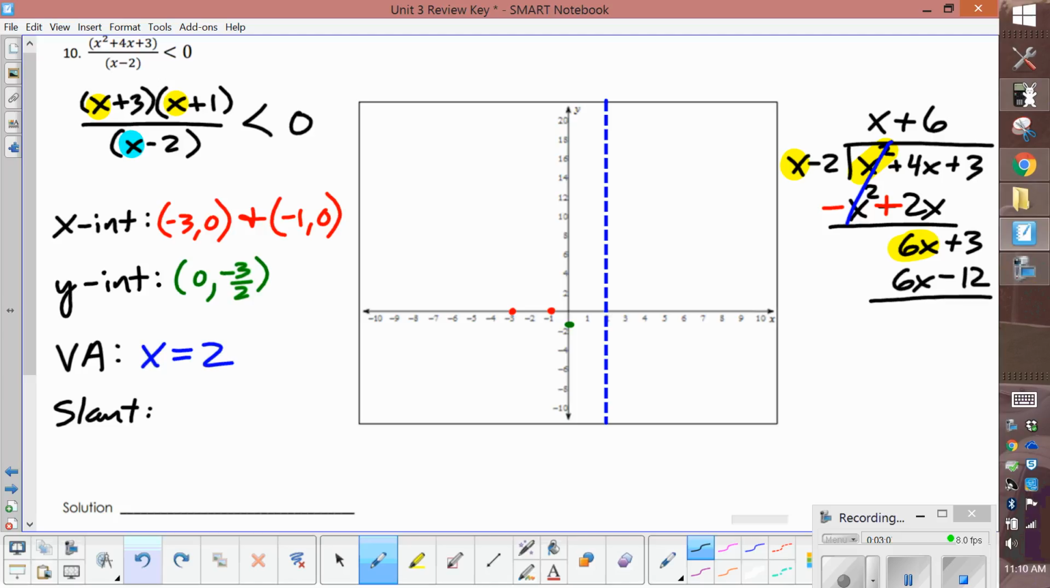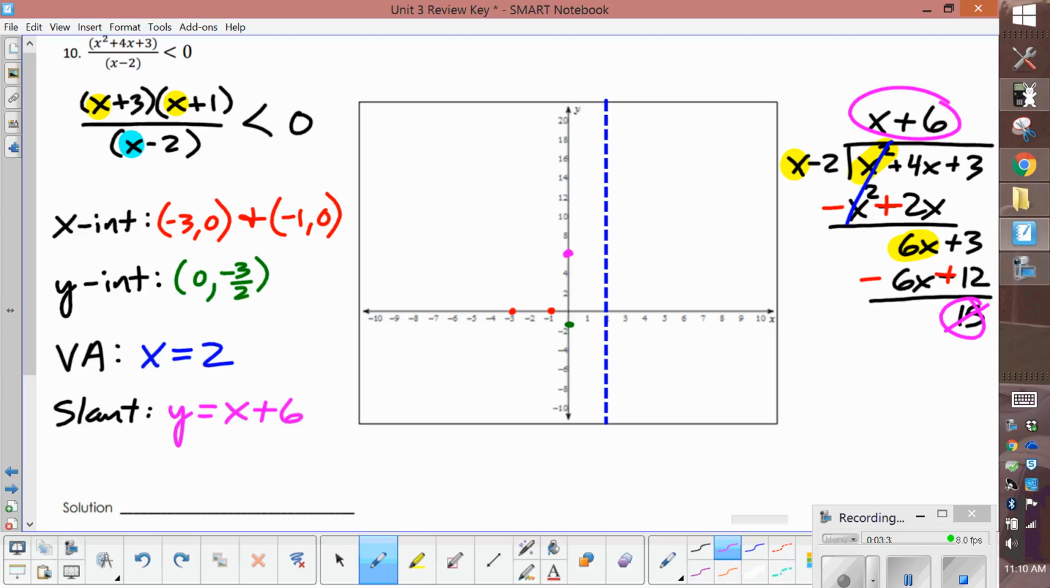Put a line underneath it. Change both signs. But I really don't care about this last number. This is my remainder. It does nothing for me. What I want is this. So my slant asymptote is y equals x plus 6. So there's my y-intercept at 6.